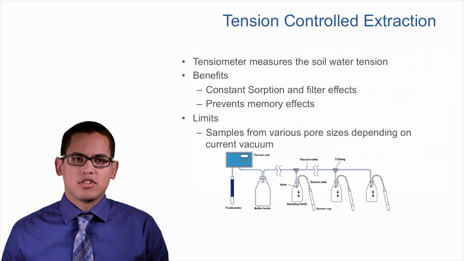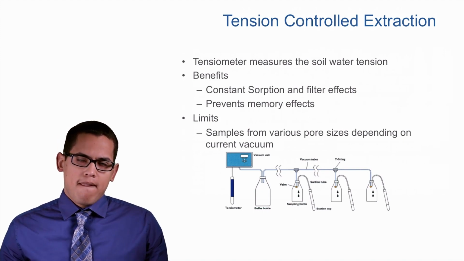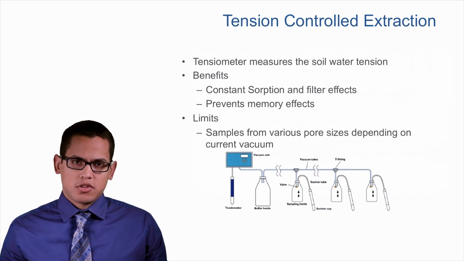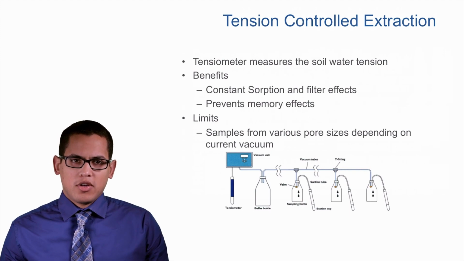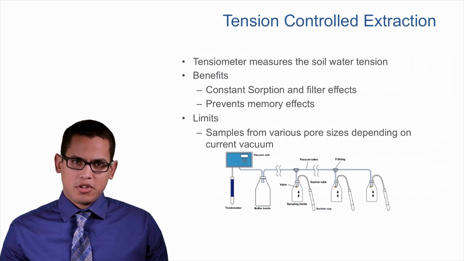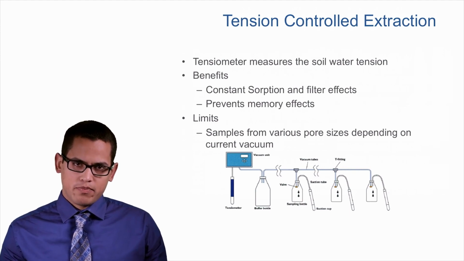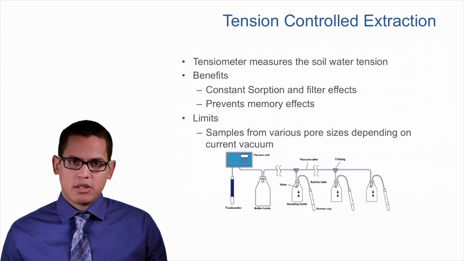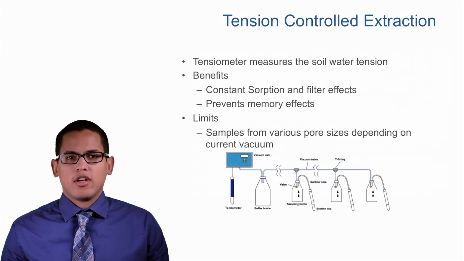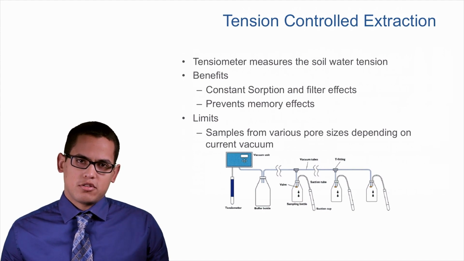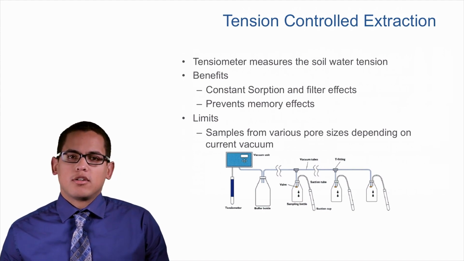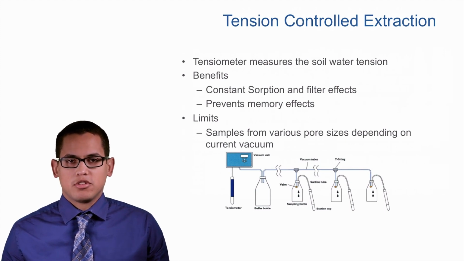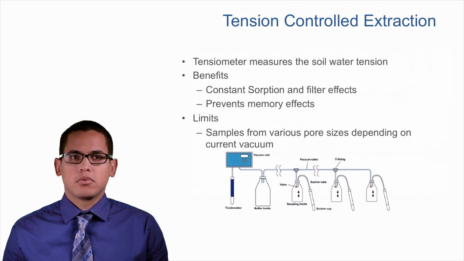And here's an example setup of a tension-controlled extraction unit. You have your vacuum system, your tensiometer, and then you have a buffer bottle in line between the vacuum system and the rest of your bottles and samplers. And you're going to want to have a bottle for each sampler, because obviously you don't want to mix solution from different samplers, because you won't know the chemistry at the different points.